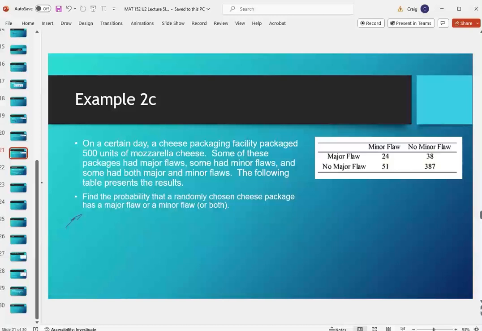Well, we know that those who have a major flaw are here. And so there are 24 plus 38 of those with a major flaw. Let's write it like this. So the probability of having a major flaw, 24 plus 38, that's 62 over 500. That's what we did before. We're going to stick with fractions for just a second. We'll convert them to decimals when we're finished.